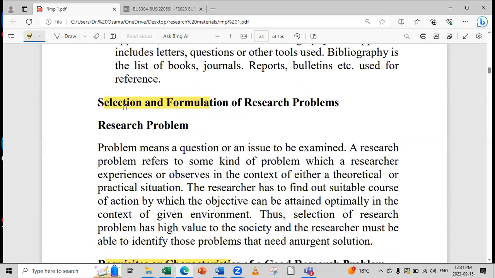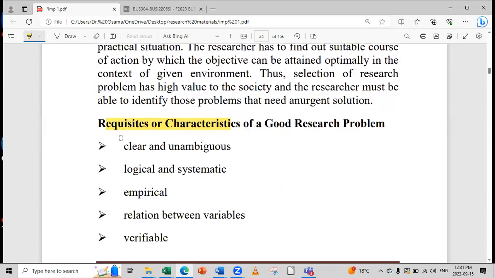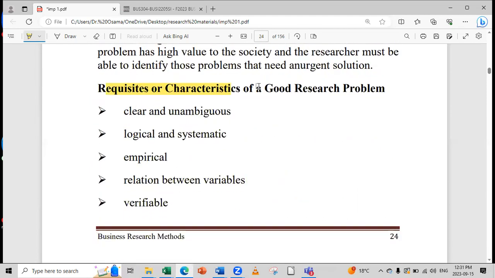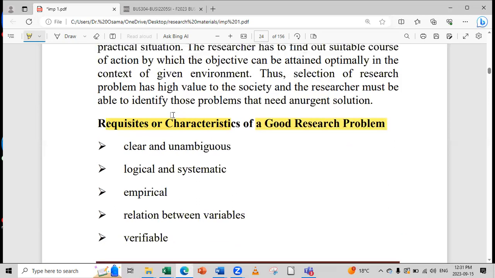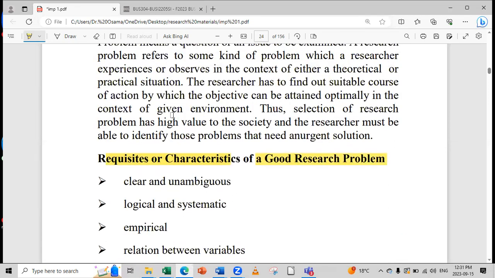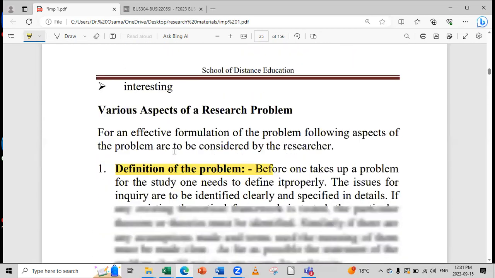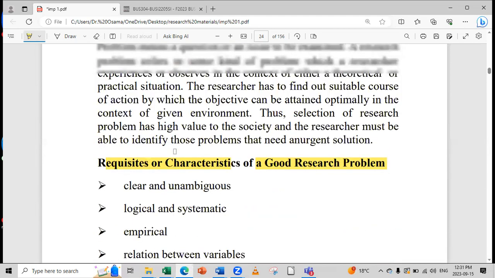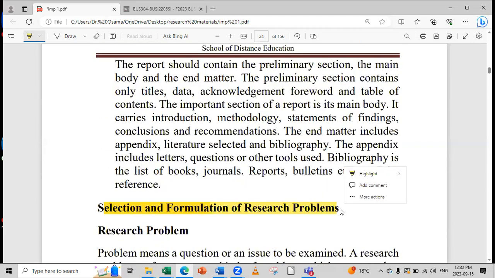After writing the report, select the formulation of the research problem. Then the characteristics of a good research problem. Here are some details, but what we finish with is the recommendation. In the recommendation step, we see what we have to do to solve this problem. That is, for the moment, more than enough for me in this part.